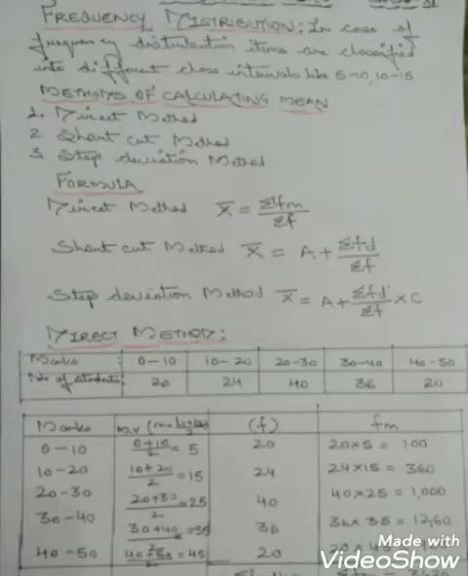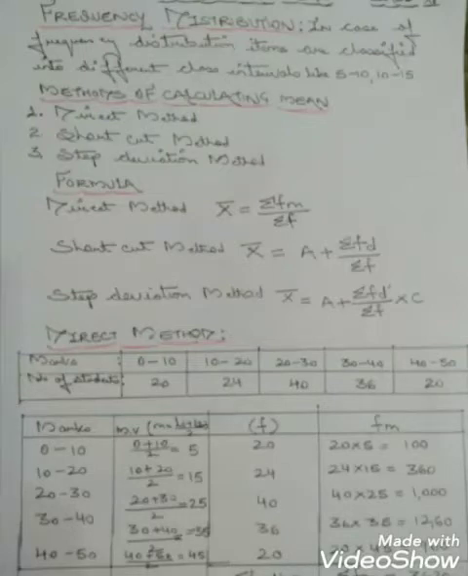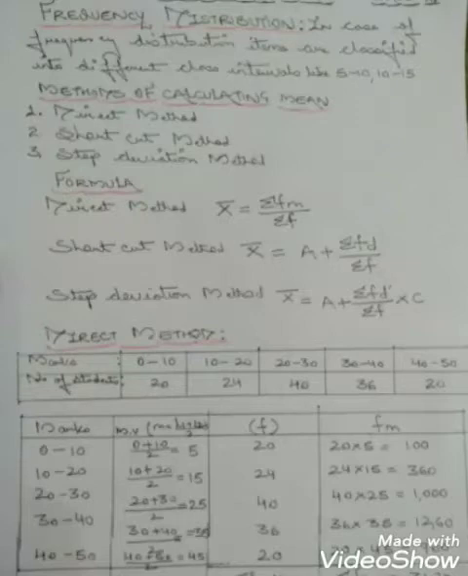So the formula for all three methods goes like this. The direct method is calculated by the formula: arithmetic mean equals sigma fm upon sigma f. The shortcut method is arithmetic mean equals a, which is an assumed average, plus sigma fd upon sigma f, where d is the deviation and f is the frequency. The formula for the step deviation method is arithmetic mean equals a plus sigma fd' upon sigma f into c, where c is a common factor.